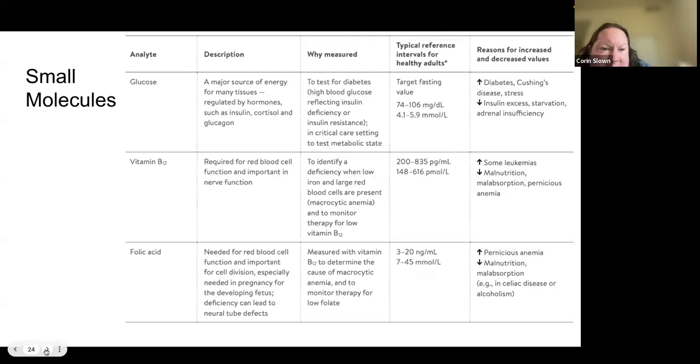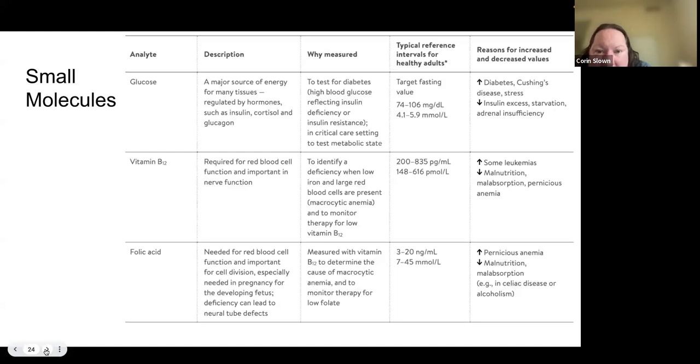Okay, we've got some small molecules. So we talked about glucose and what the target fasting value for glucose would be. We also have vitamin B12 and we have folic acid. So these are vitamins that are necessary for functioning. And in the case of folic acid, they're particularly important for the development of a fetus.